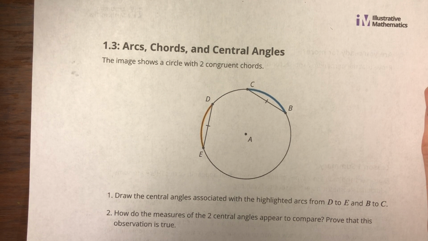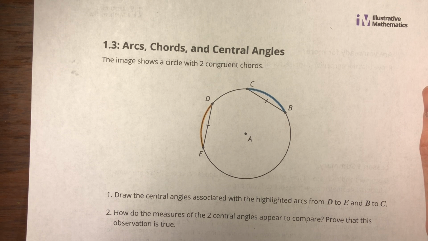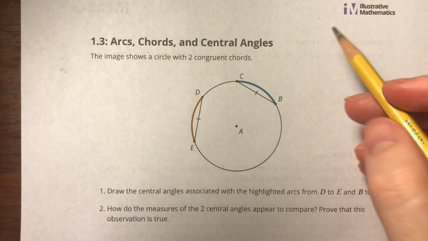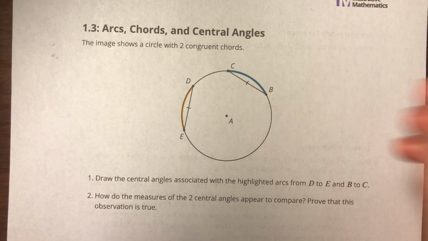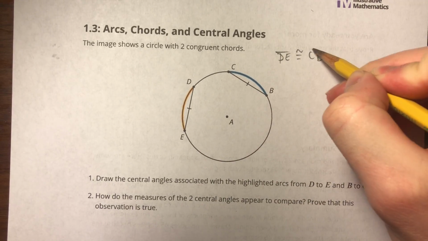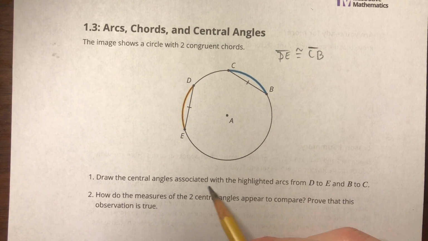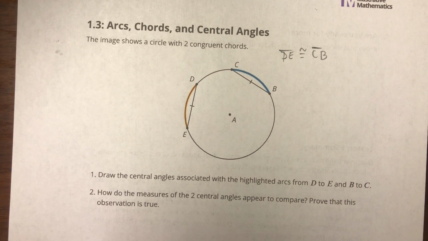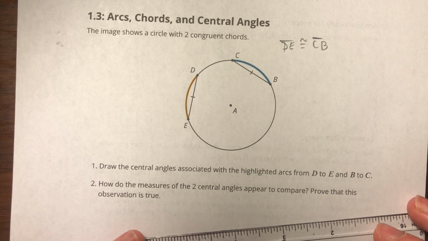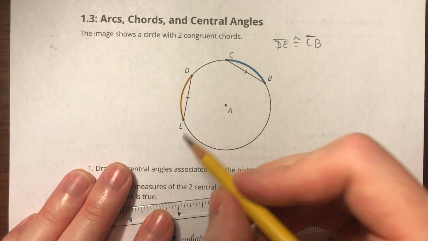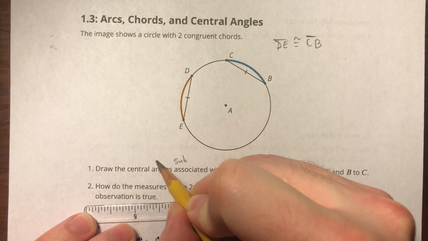1.3, arcs, chords, and central angles. The image shows a circle with two congruent chords. The two congruent chords we're talking about are DE, which is congruent to CB. Draw the central angles associated with the highlighted arcs from D to E and B to C. So the central angles that subtend these arcs is what they're really trying to say. Associated with, they could also say subtend.